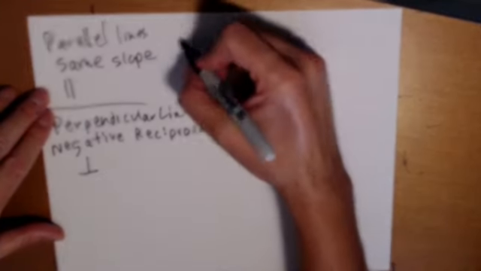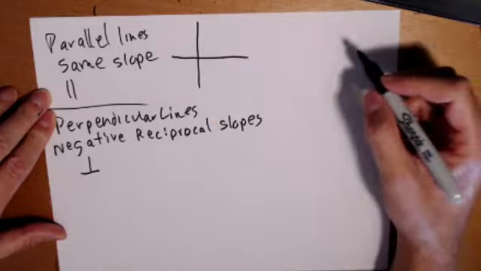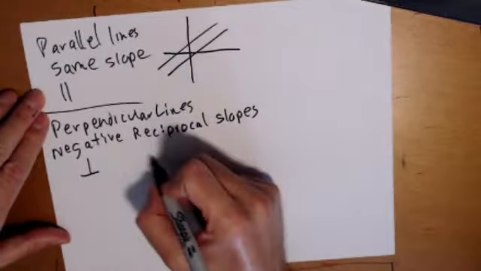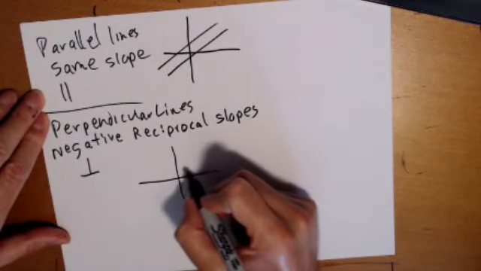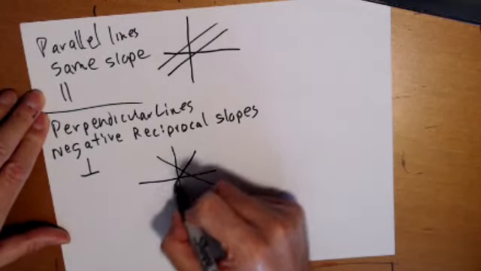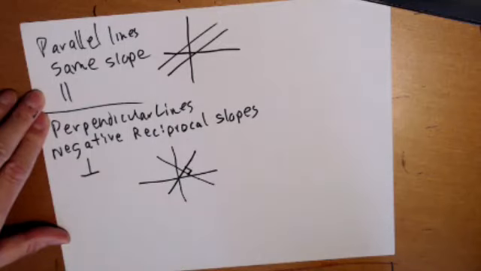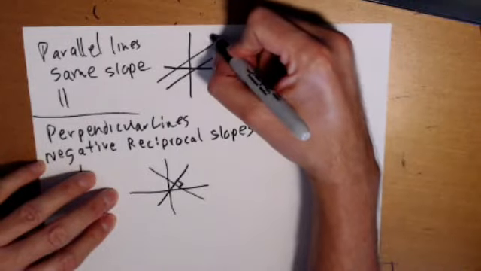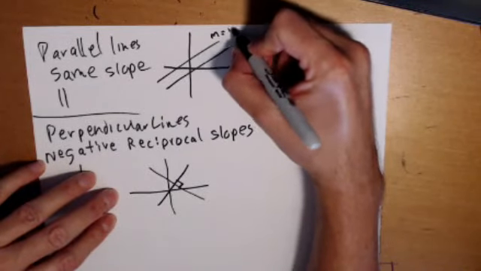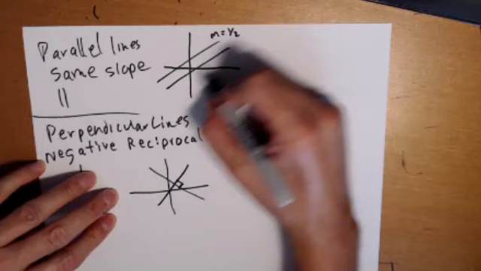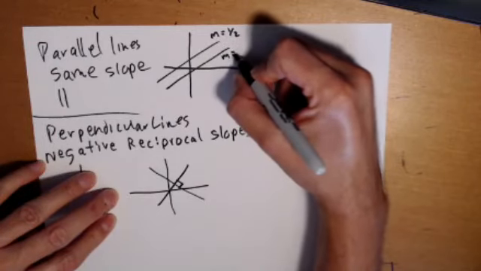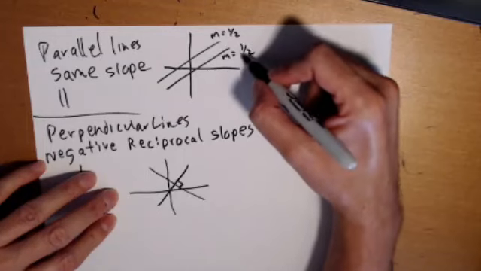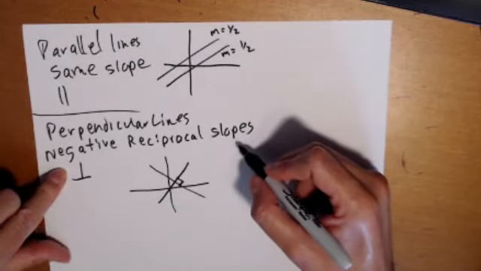Let me just draw a picture. Here's a graph. If you have lines that look like that, those are parallel. If you have lines that look like this and they form a right angle, those are perpendicular. Maybe the slope of this top line is 1/2, and if this other line is parallel, its slope would also have to be 1/2. Parallel lines have the same slope. That makes perfect sense.